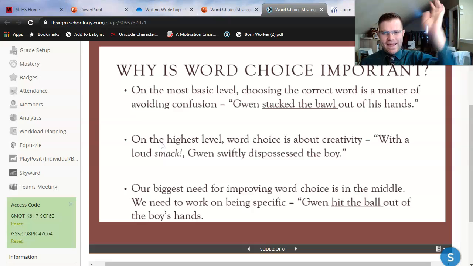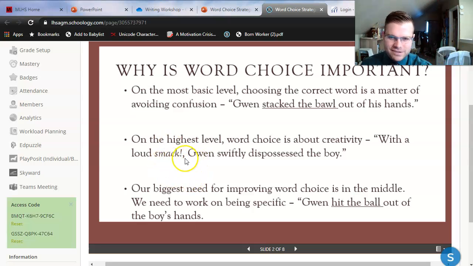"With a loud smack," notice I italicized smack to give that emphasis, "Gwen swiftly dispossessed the boy." This might look like a line that comes more out of a story, right? Notice, between the first sentence and the second, first of all, we moved the word smack into an interjection here, a sound effect for effect there. We got rid of the word ball because we used the word dispossessed.